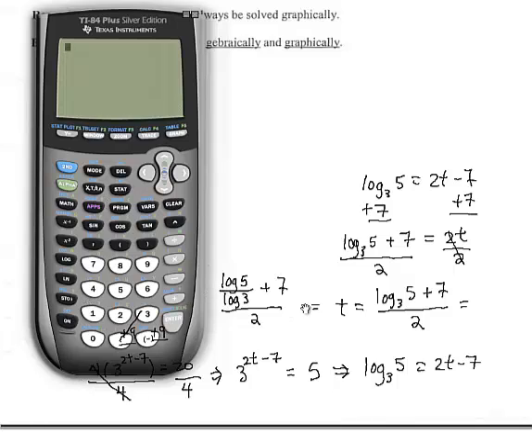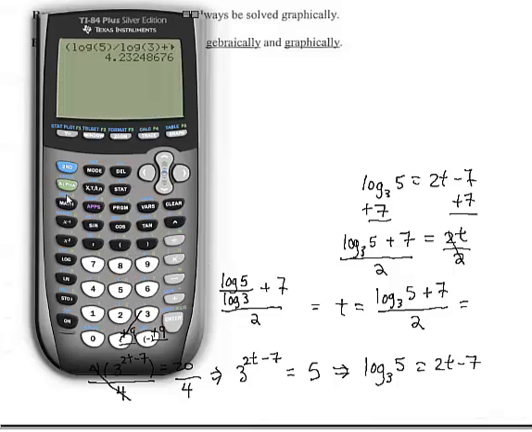So I'll type it both ways just to show you that we get the same exact answer. So here we have log of 5 divided by log of 3. We add 7 to that, and now we divide by 2. Enter.